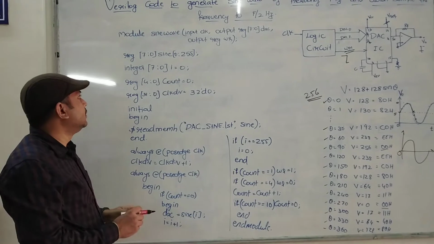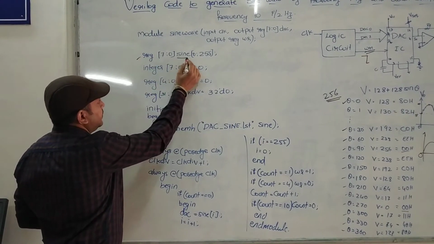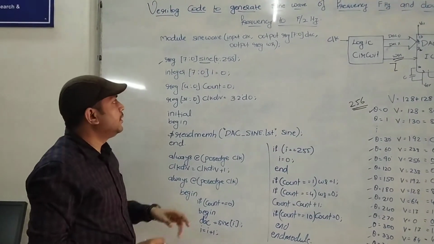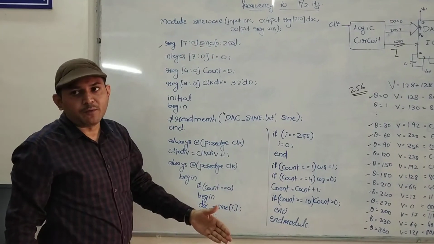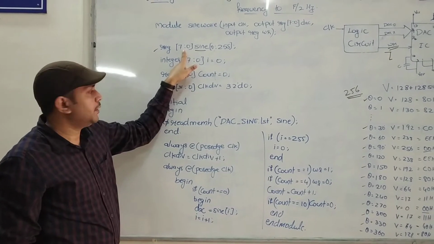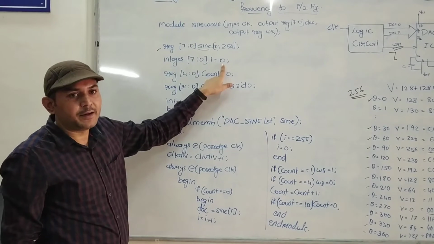Now I'll make use of one more value here, sine. It is an array, as you can see. It's a memory kind of a thing. So 0 to 255, 256 memories are declared and each memory is of 8 bits. And an integer of 8 bits, i, is declared as 0.